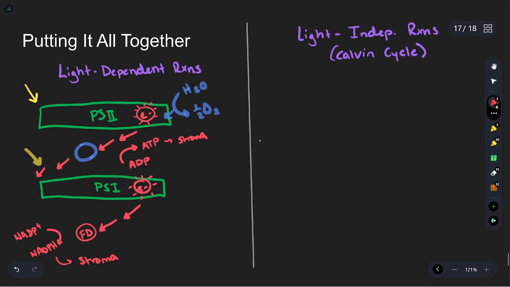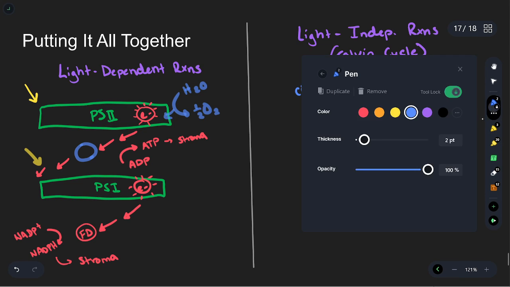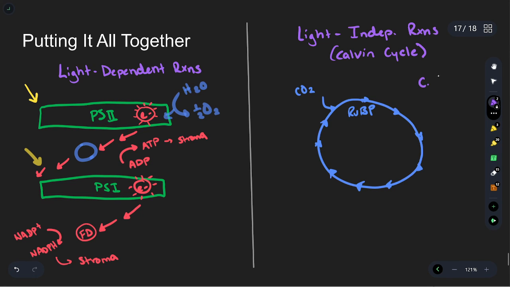In the Calvin cycle, we are using the ATP and the NADPH generated from light-dependent reactions in here. So let's make the Calvin cycle. Ribulose bisphosphate is involved here, but our input is CO2. And in the Calvin cycle, we have 3 parts: carbon fixation, regeneration, and reduction. That is not in order, but we start with carbon fixation first. Carbon fixation.